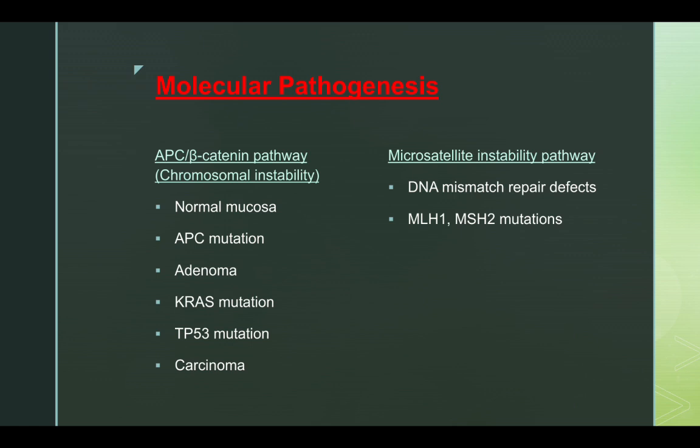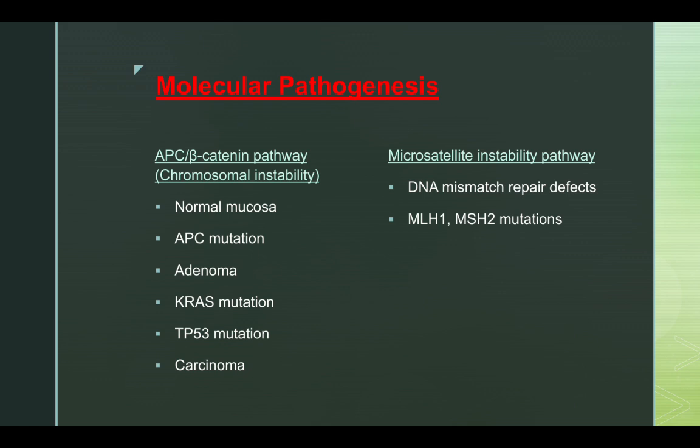There are two pathways in which adenocarcinoma of colon takes place. First one is the APC or beta catenin pathway. It is due to chromosomal instability. There is normal mucosa in which APC mutations take place, which is followed by adenoma, which is further followed by KRAS mutation, which leads to TP53 mutation, following carcinoma. It is also known as the adenoma carcinoma sequence.